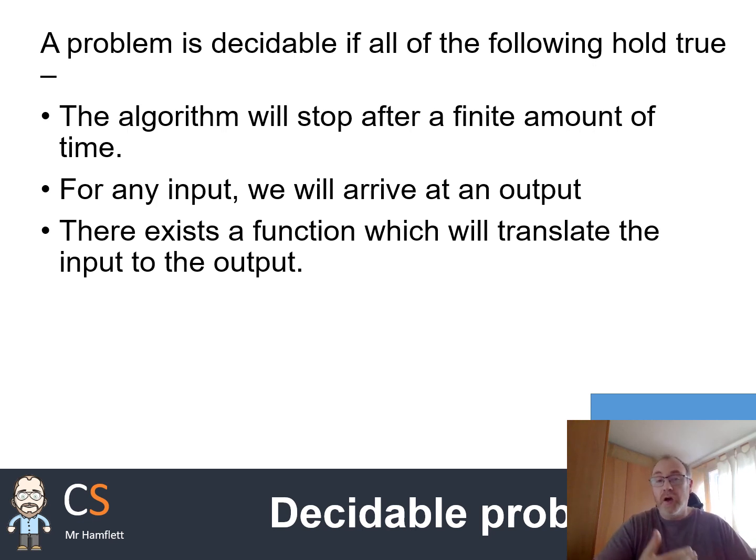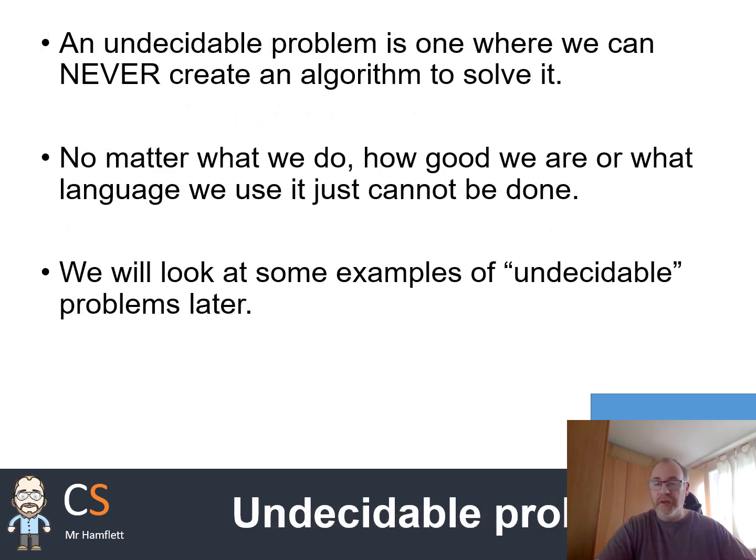So for any input, we'll arrive at an output. Given an input, we'll get an output. And there must be a function, an algorithm, which will translate that input to output. The last two are fairly obvious because I have an algorithm, it takes the input, it gives me output. You can imagine any algorithm doing exactly the same thing. The first one is the most important part, that we will eventually stop and give an answer. An undecidable problem is one where there's no algorithm that we can create. No matter what we do, how good we are, or what language we use, or anything along those lines, it just cannot be done.